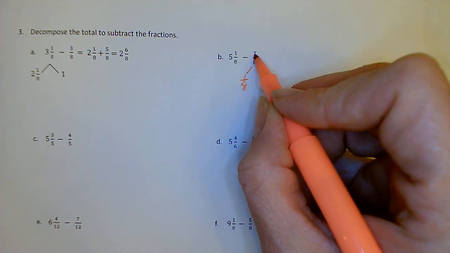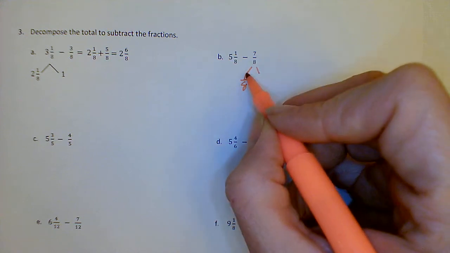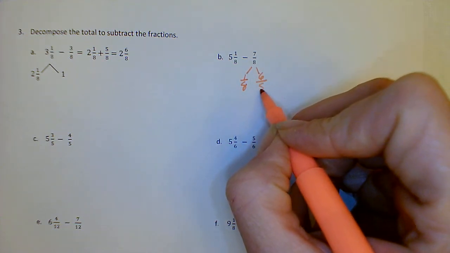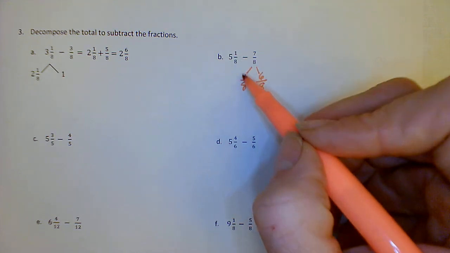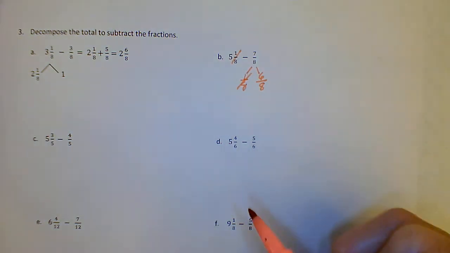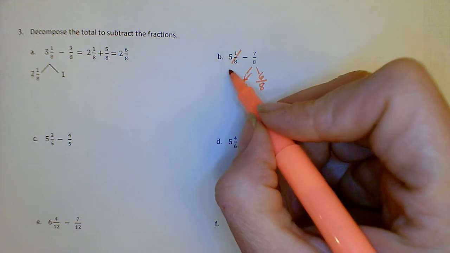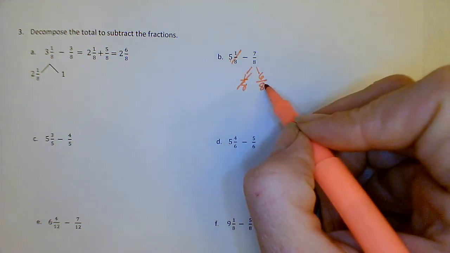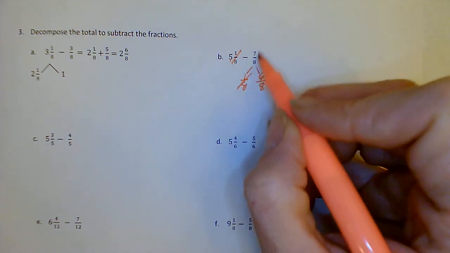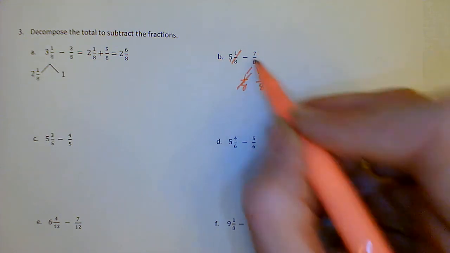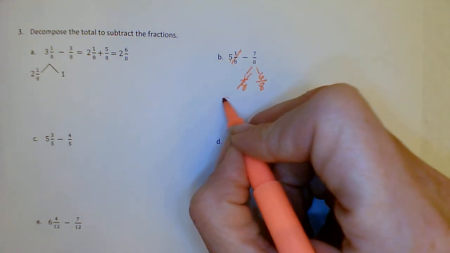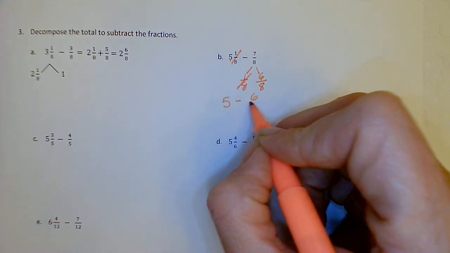So I had 7 pieces. I put 1 there. 7 minus 1 is 6. We're going to keep our 8s. And so now what I can do is I can say, well, it's 1/8 minus 1/8. Those are both gone. And that leaves me with 5 minus 6/8. We don't still have that 7/8 because we already decomposed it. So when we turned it into this, that is basically gone. So now we have 5 minus 6/8.